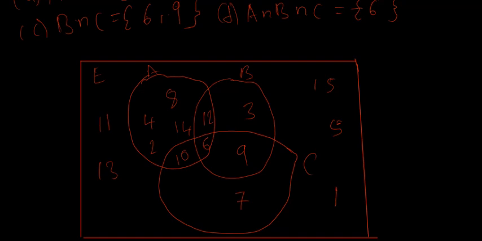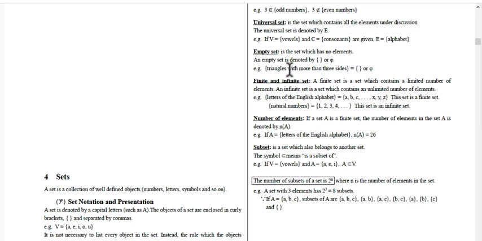I just want to emphasize one point which I left out before the end of this topic. The other thing I wanted to talk about is the finite set and the infinite set. A finite set is a set which contains a limited number of elements. An infinite set is a set which contains an unlimited number of elements. It's uncountable, whereas a finite set is countable. Basically this is what I wanted to emphasize.